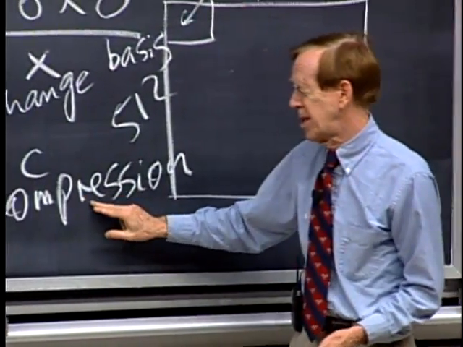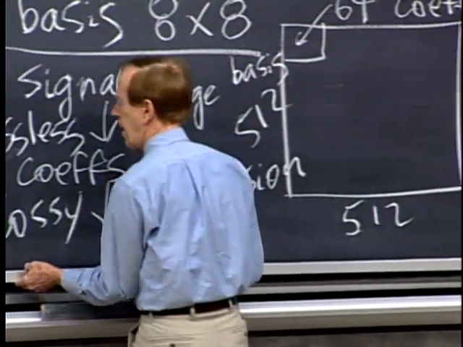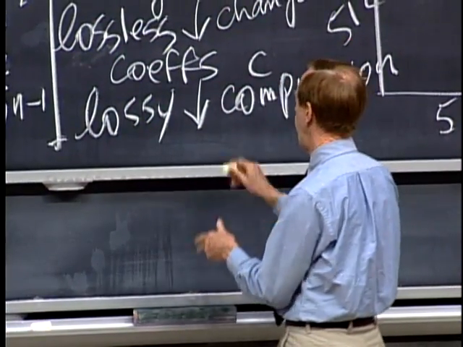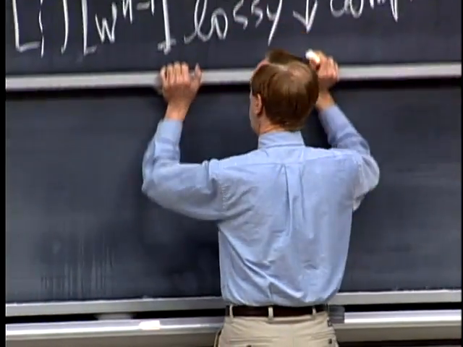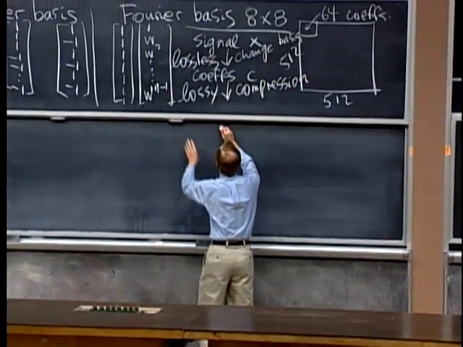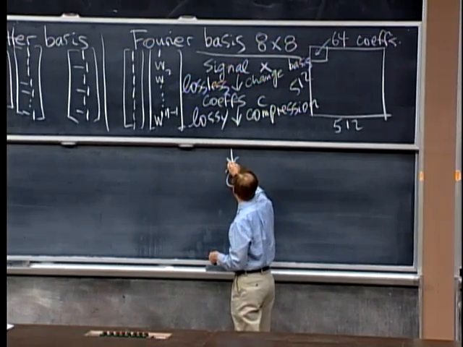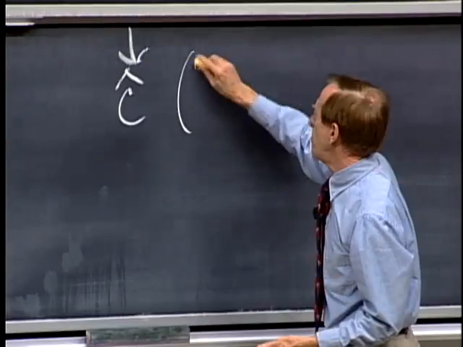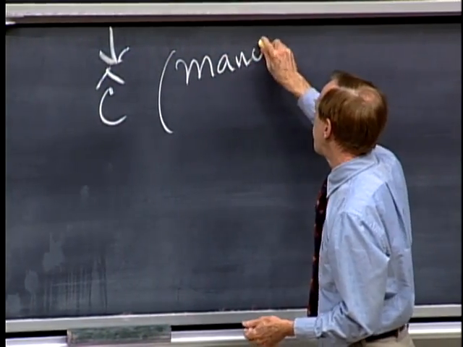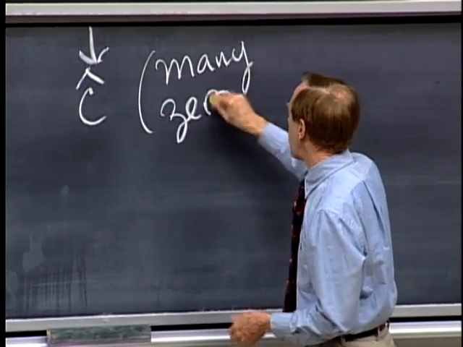So this compression step produces a compressed set of coefficients. I'll just keep going here. So it keeps going. This compression step produces some coefficients C hat, and with many zeros. So that's where the compression came.